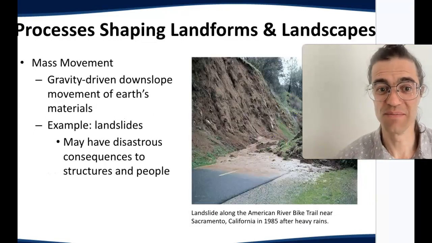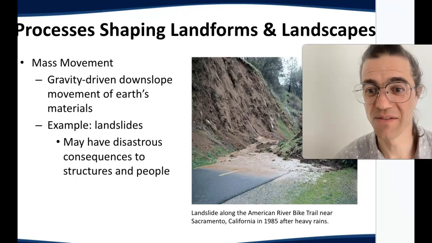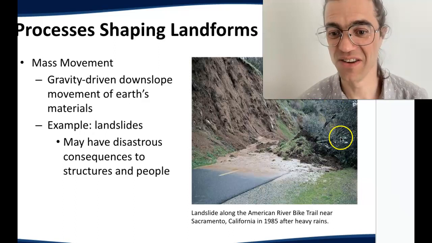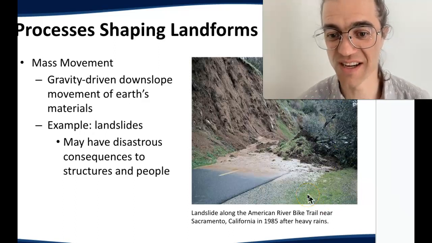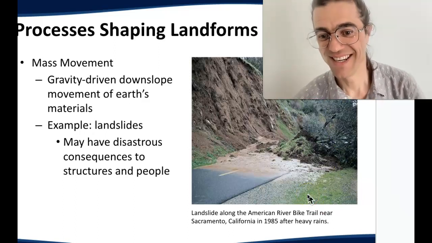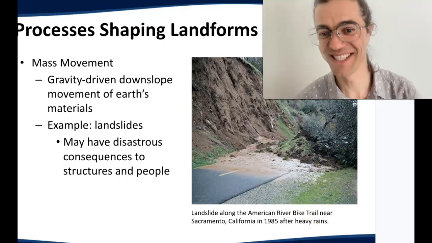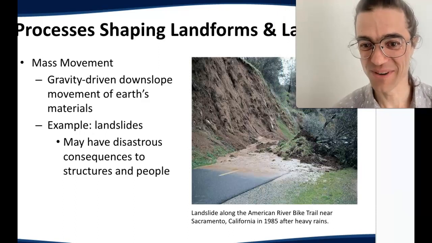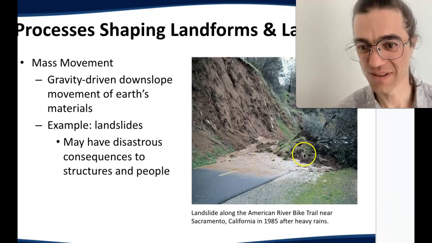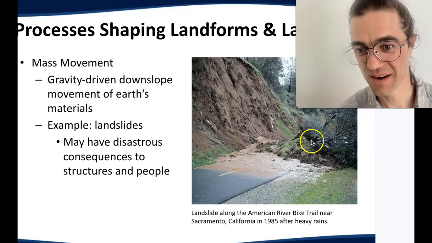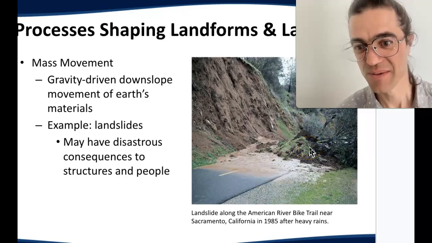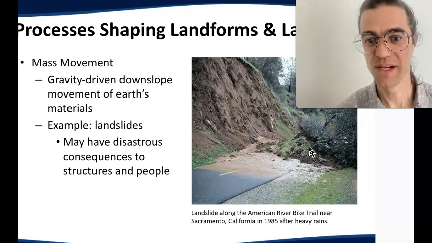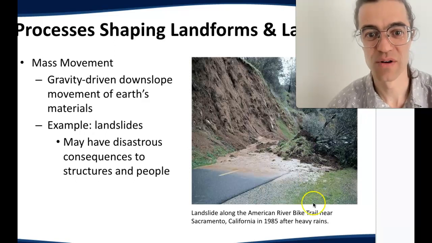And here we have some other processes shaping landforms and landscapes. The collapse of this landslide along the American River Bike Trail near Sacramento in 1985. Real recent. But what a little landslide it was, huh? It's just boom. Looks like an oak or something right there, already leafed. Maybe that's an evergreen one, but must have been quite the rain year, or just a significant storm.